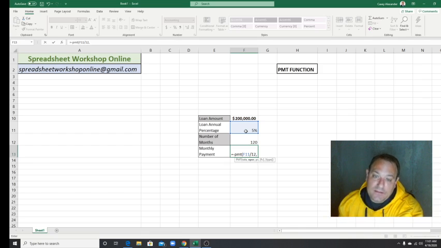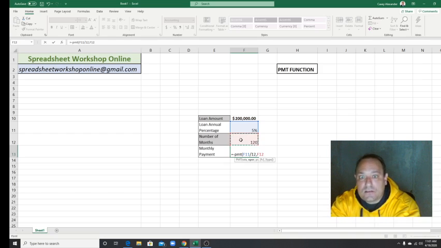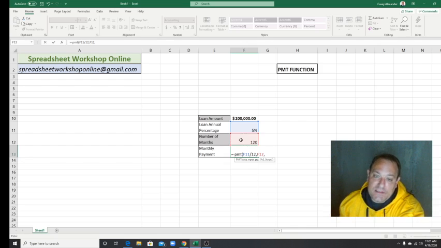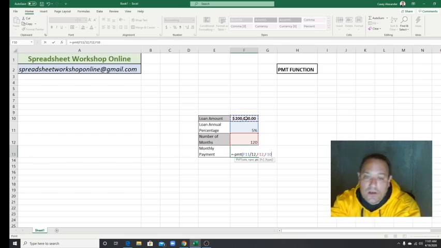Then you hit the comma, and it's going to be the NPER, the number of periods. Because we're doing monthly payments, we're going to click here, 120. It's going to be 120 payments. The next one is the present value, PV. That's going to be our loan amount at the beginning, which is our current balance, and so that's what we put in there.